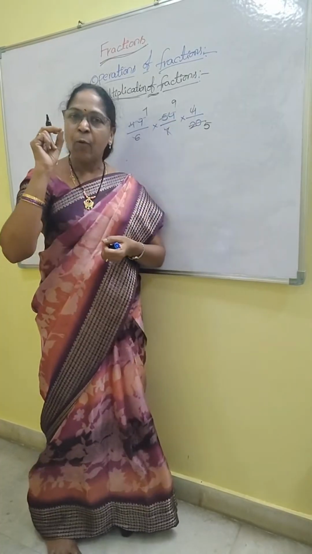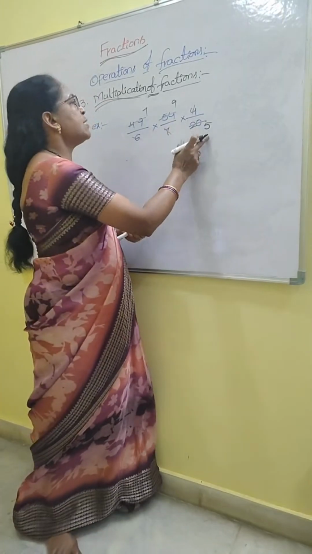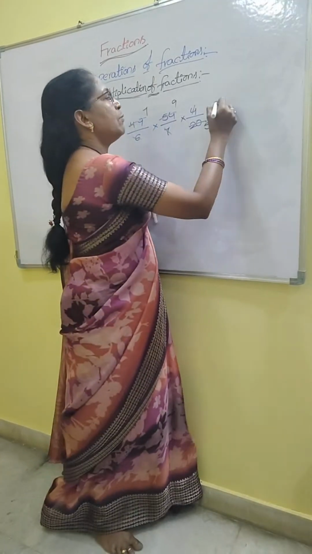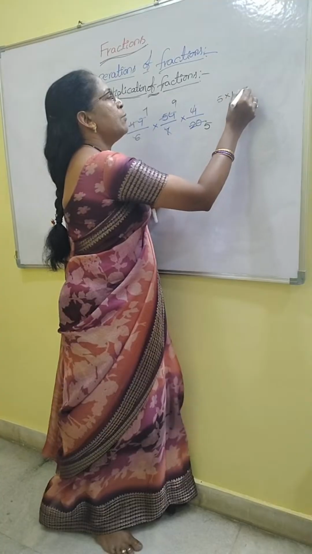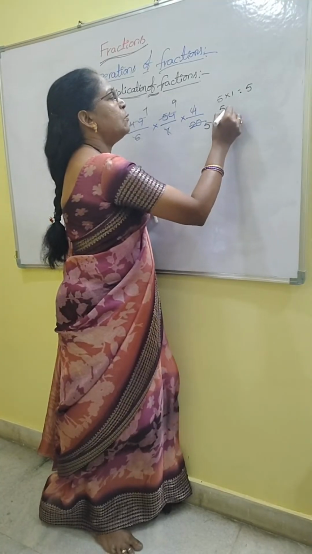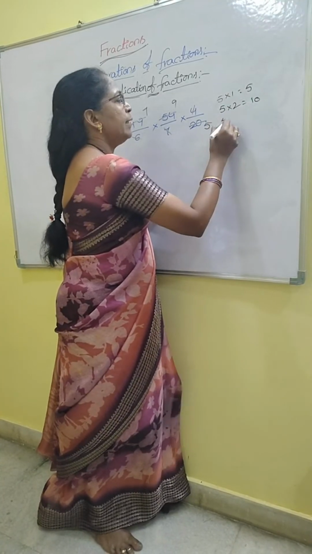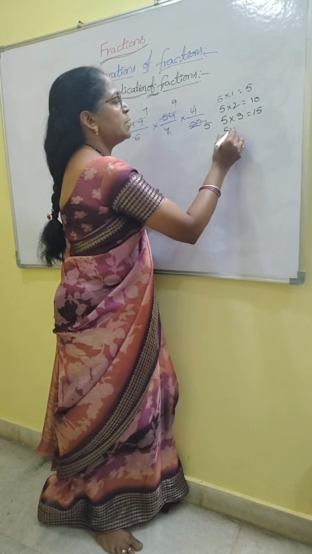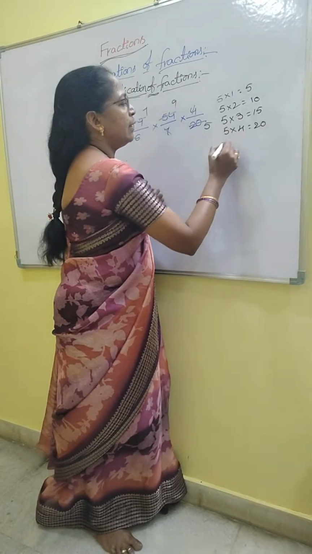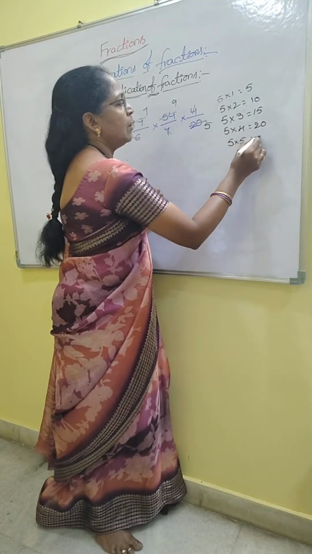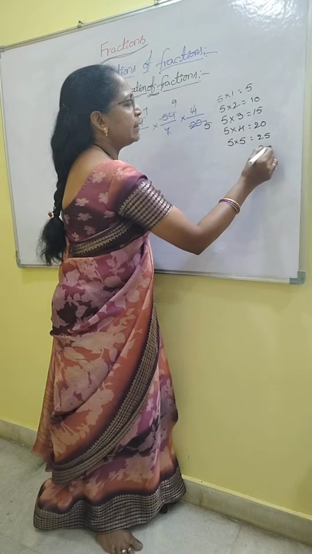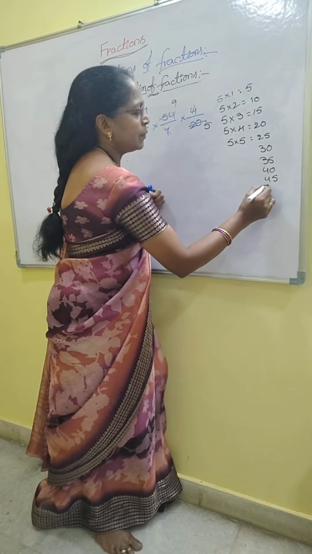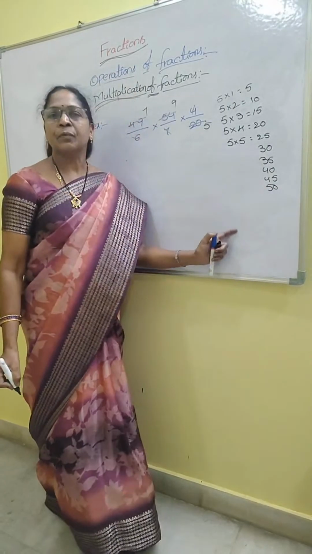But here, one more thing you can observe. The denominator is 5. 5 means the 5 table. In the 5 table, how will you get the numbers? Just observe: 5 ones are 5, 5 twos are 10, 5 threes are 15, 5 fours are 20, 5 fives are 25. Like that you will get 30, 35, 40, 45, 50. Like that only you will get.